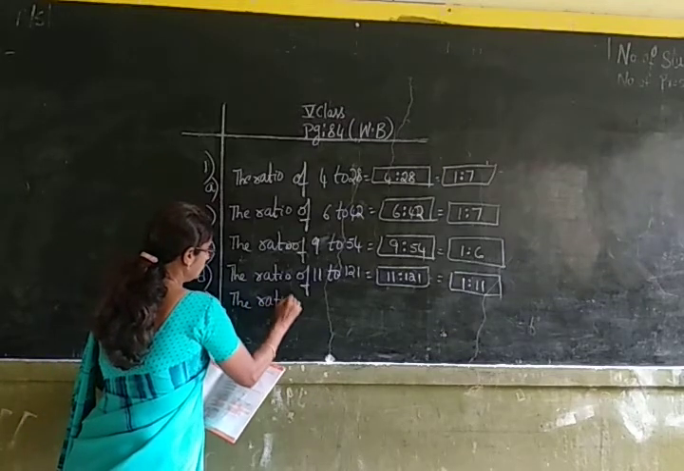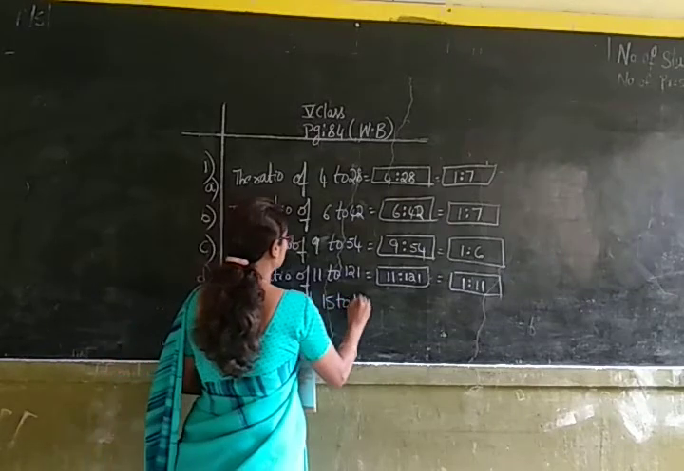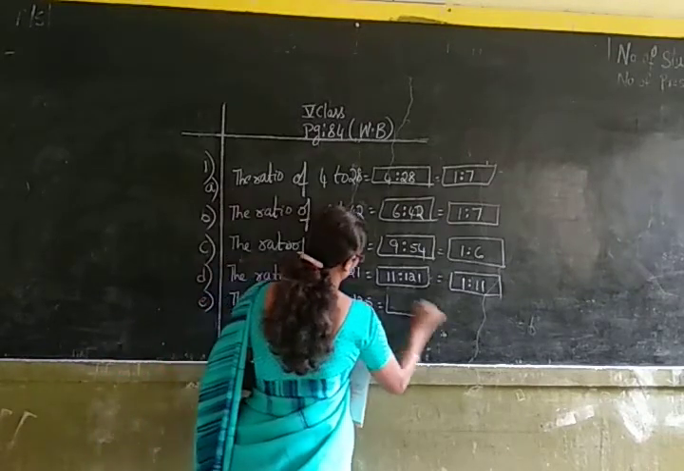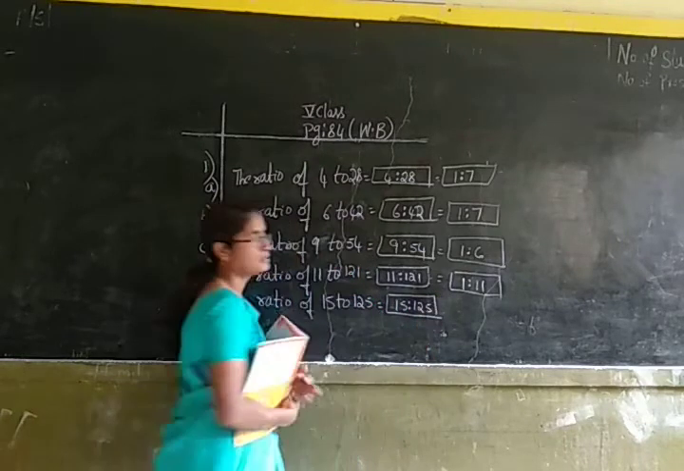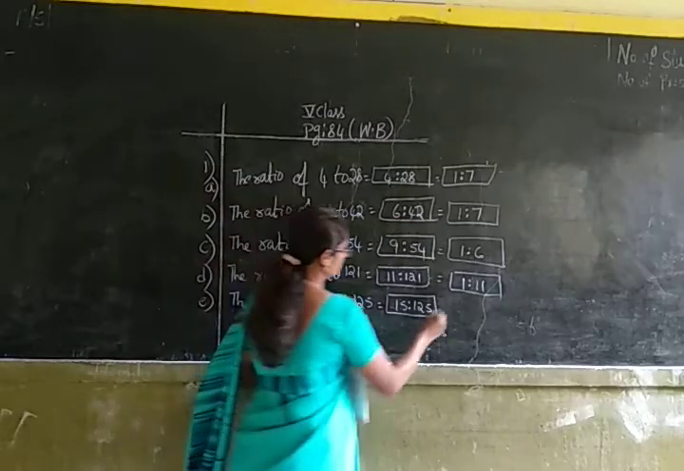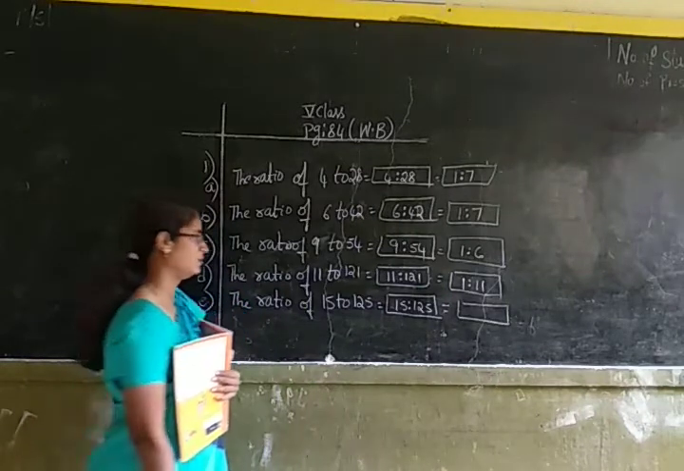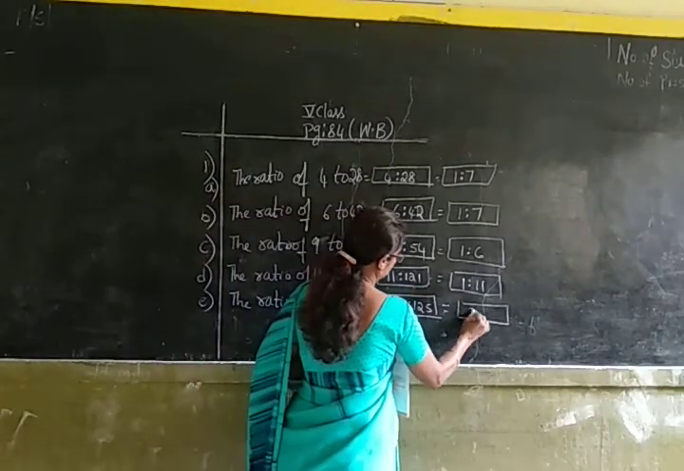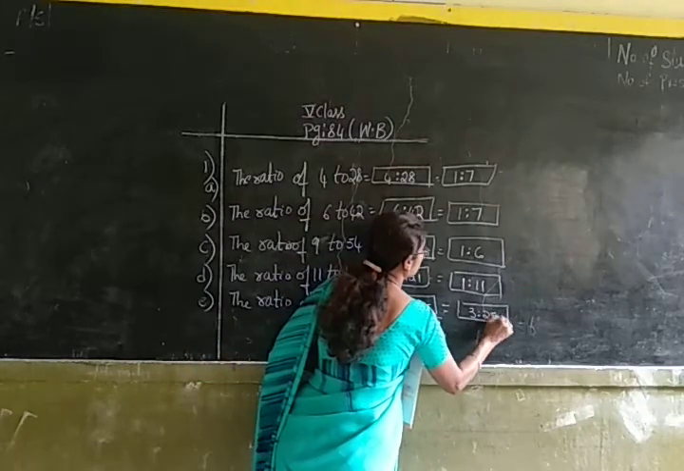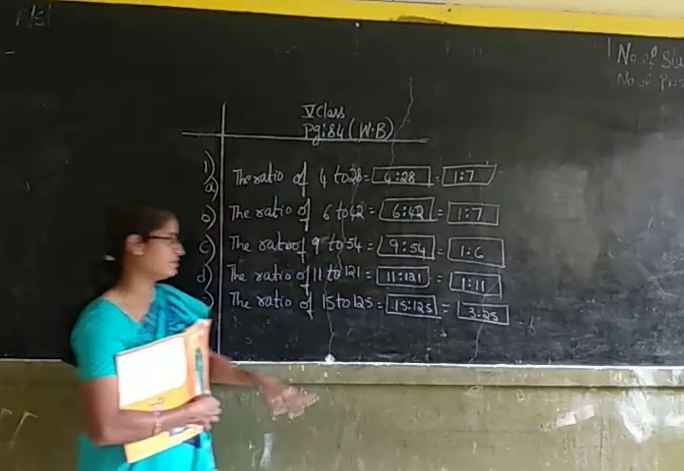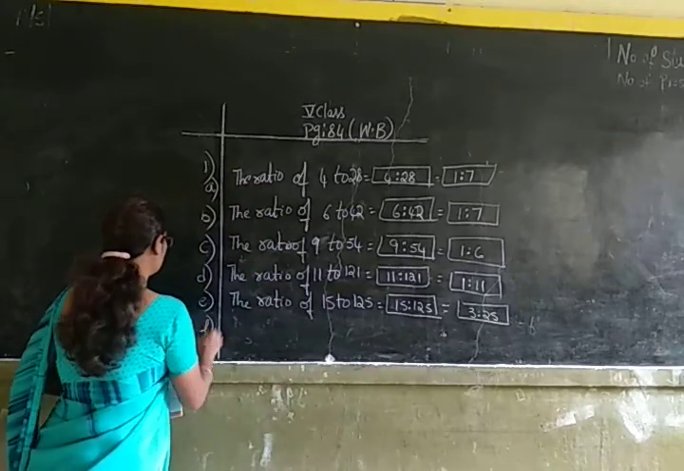The ratio of 15 to 125, which is equals to 15 is to 125. Now let us write down 15 is to 125 in its lowest form. Okay children, 15 and 125 are in 5 table. 5 goes in 15 3 times and 5 goes in 125 25 times. So 3 is to 25 is the lowest form of 15 is to 125. Now let us do the F sum.